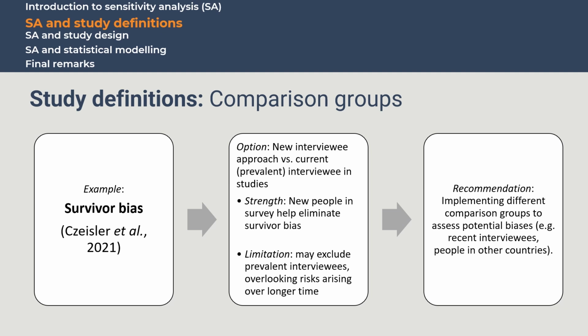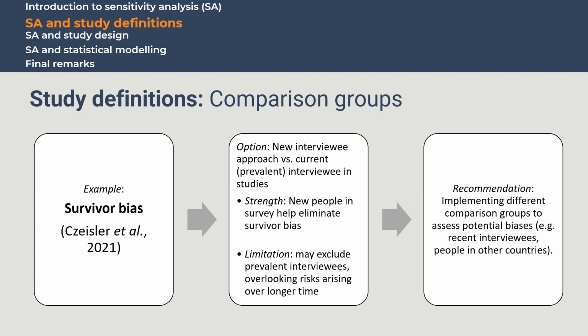However, be careful not to go to another extreme, because focusing only on new people in a cohort has its own drawbacks. It can overlook risk arising over prolonged effects. So the recommendation is to use different comparison groups to assess potential biases. In our example, a solution could have been to interview people in previous waves of the mental health survey, new people in the UK, and even new people in other countries.